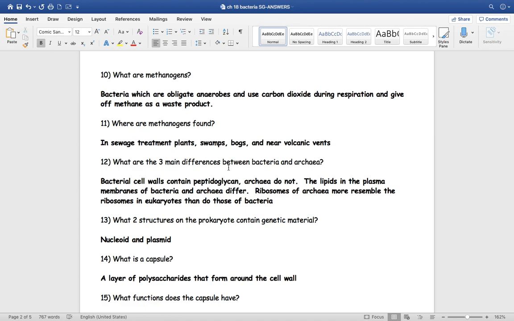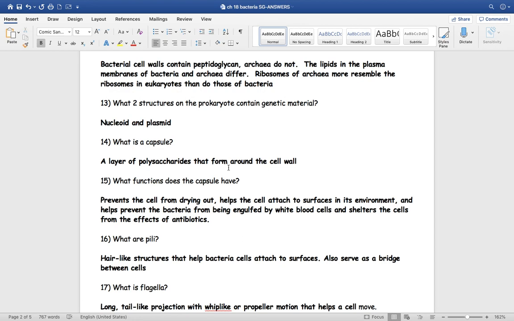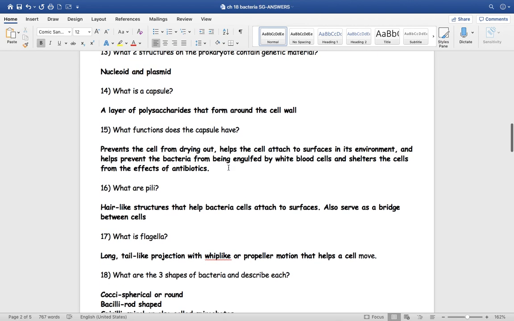Name two structures on the prokaryote that contain genetic material. It's the nucleoid and plasmid. What is a capsule? It's a layer of polysaccharides, which is basically sugars, that form around the cell wall. What functions does this capsule have? Prevents the cell from drying out, helps the cell attach to surfaces in its environment, helps prevent the bacteria from being engulfed by white blood cells, and shelters the cell from the effects of antibiotics.